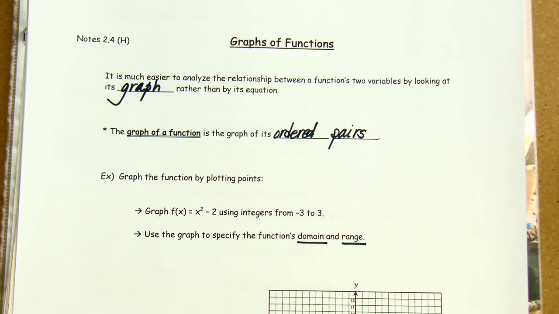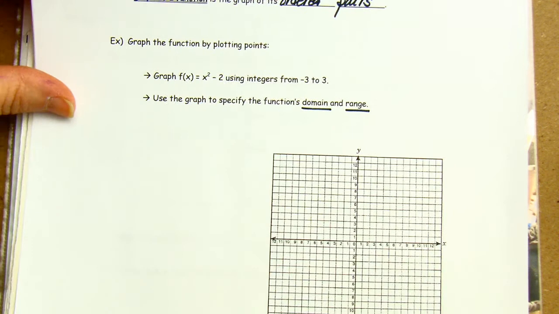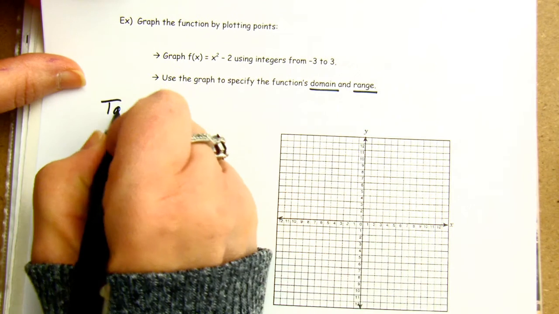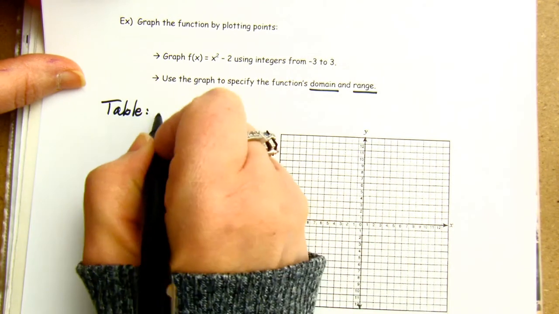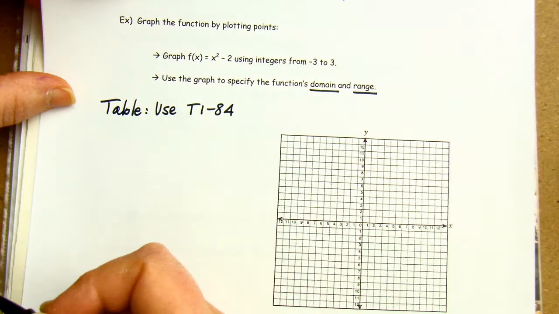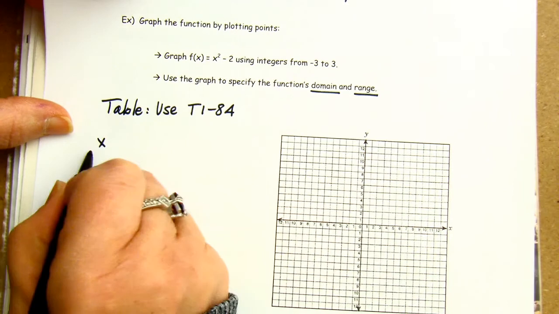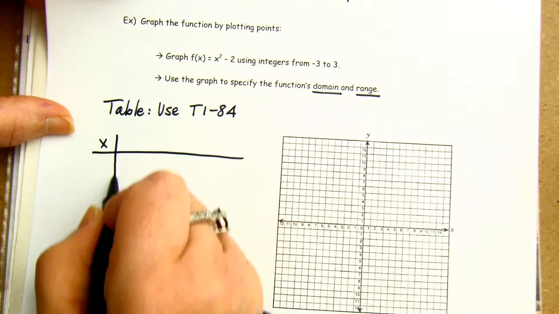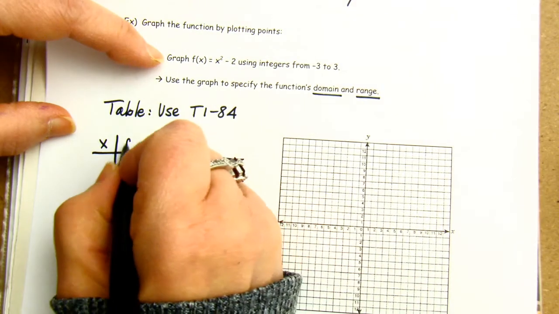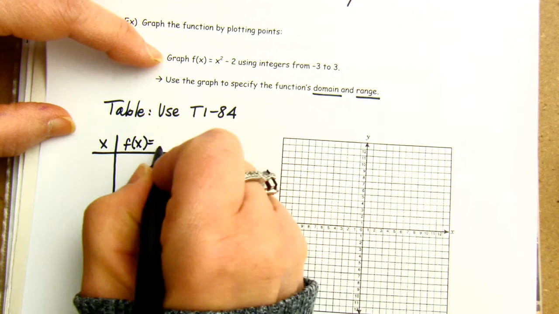All right, now I'm going to say, because we already did tables, to get this table, just use the TI-84. Hopefully you have one or have access to one. So for the table, use TI-84. All right, so x, my function is f of x equals x squared subtract 2.